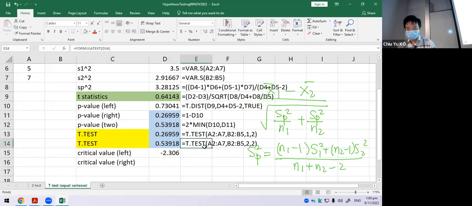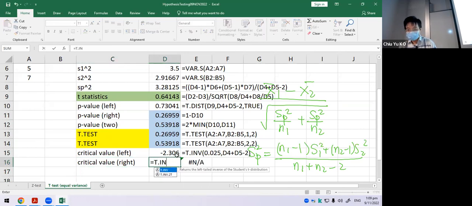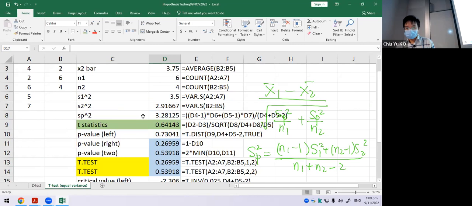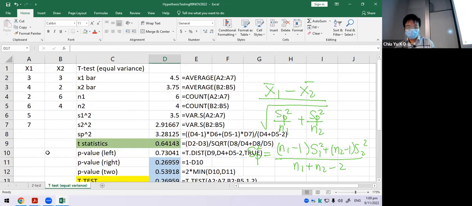Okay, you will be doing the inverse. So that would be, but that's symmetric anyway. So you can see the T is between these two critical values. So if you choose a two-tail test, you don't reject. Is that okay? Okay. So this is equal variance.